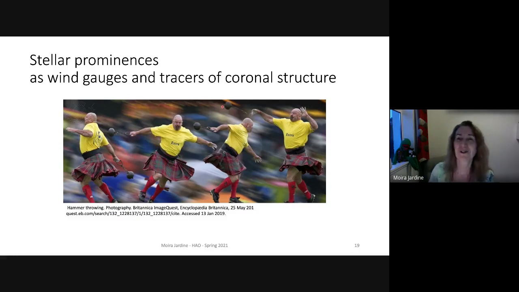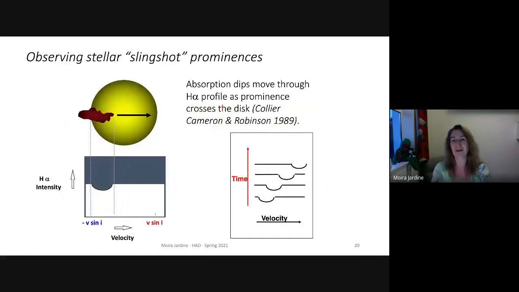So why is this useful to us? Why am I showing you this? It's because by observing these slingshot prominences, we can learn about coronal structure and wind mass loss. So here's how we do it. On the left is an image of a rotating star, and here's a prominence trapped in its corona. As the star rotates, the prominence passes in front of the star from left to right.